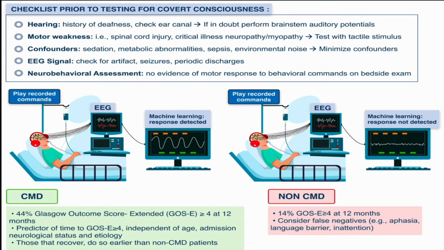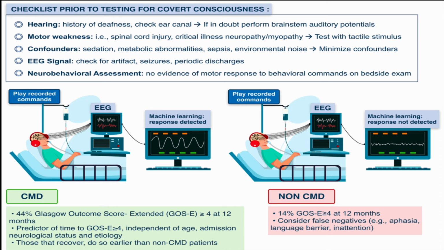So to summarize how this particular thing is to be done, please make sure that you have a checklist for testing before you go for this kind of testing. Make sure that the patient is able to hear, the patient is not deaf, and the ear canals are not blocked. If unsure, then go for brainstem auditory evoked potential to confirm that the hearing pathway is intact. Next is motor weakness. The patient can have spinal cord injuries, critical illness polyneuropathy and myopathy, which can impact the motor response. So test for tactile stimulus. Confounders: watch for things that affect alertness like sedation, sepsis, metabolic derangements, and noise. Try to minimize these before you go for a test.